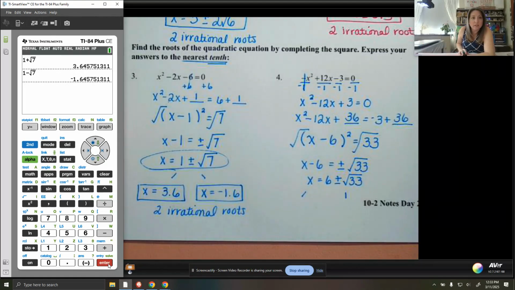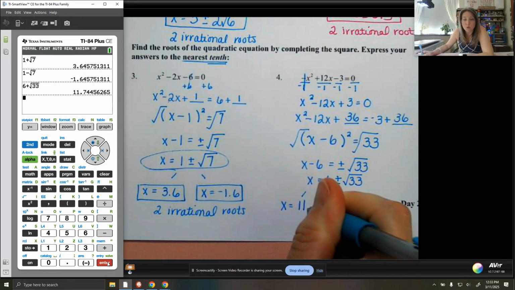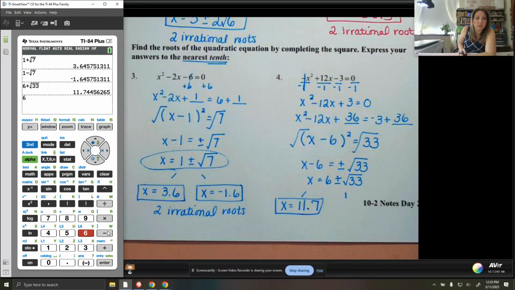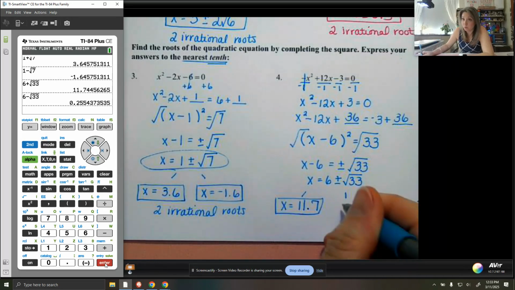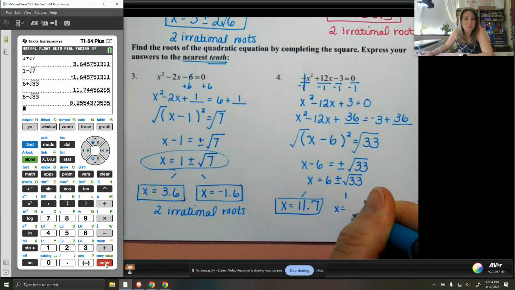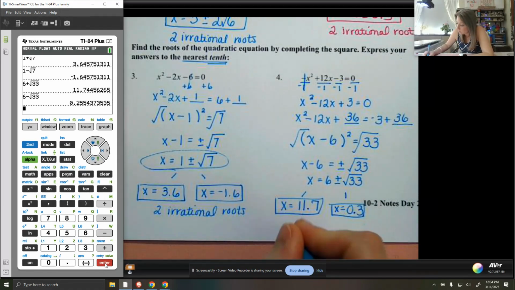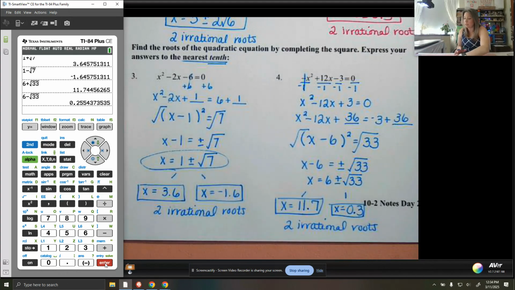So 6 plus radical 33 is the first thing I plug in, which I get x equals 11 point, keep that 7, 11.7. And on the other side, it's going to be 6 minus radical 33. Oh, it's still positive, just barely. I get 0.3. We have to round that 2 up because the number next to it was a 5 in the decimal. So this is still 2 irrational roots because if we didn't round, we would have had non-terminating, non-repeating decimals. Okay, and we know that because we're stuck with the radical 33 forever and ever and ever.